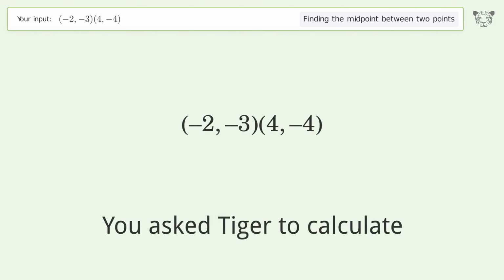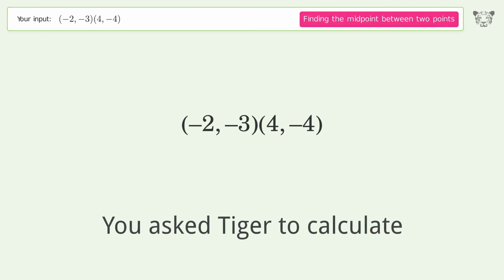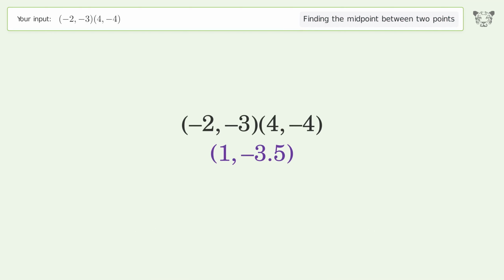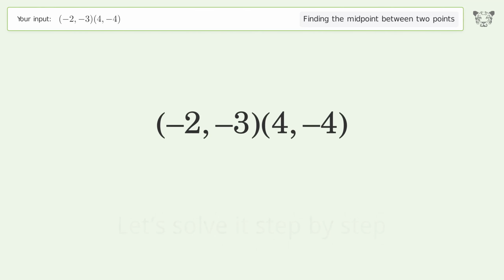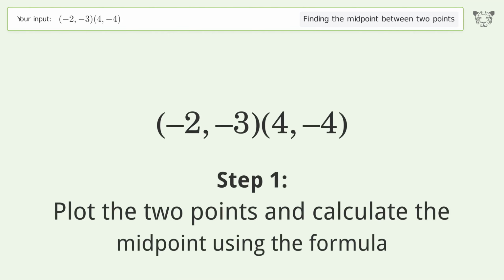You ask Tiger to calculate. This deals with finding the midpoint between 2 points. The midpoint between the 2 points is 1, -3.5. Let's solve it step by step. Plot the 2 points and calculate the midpoint using the formula.